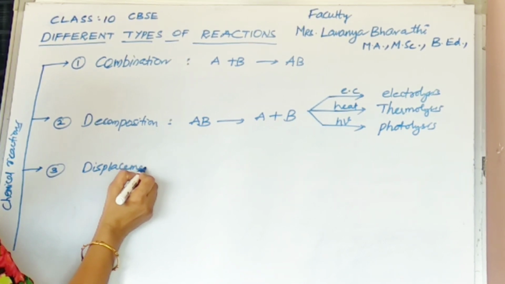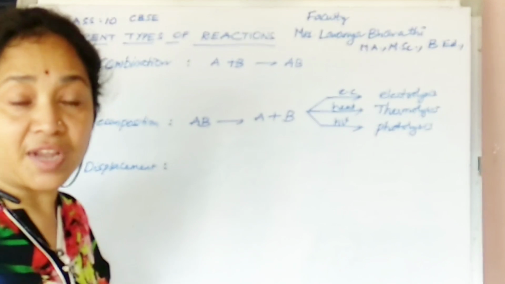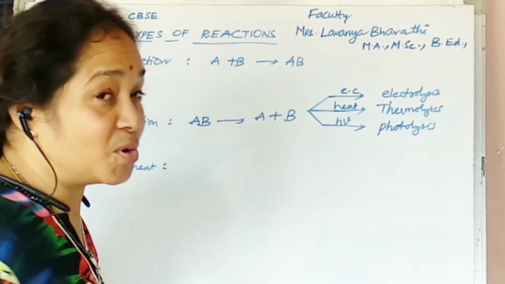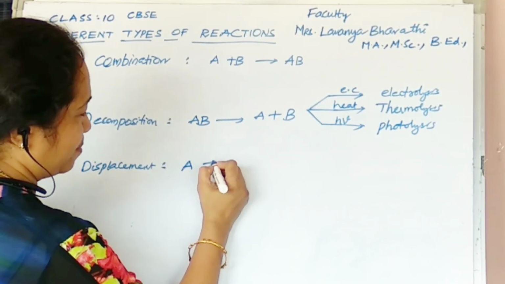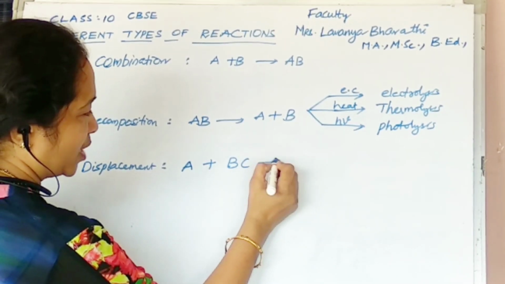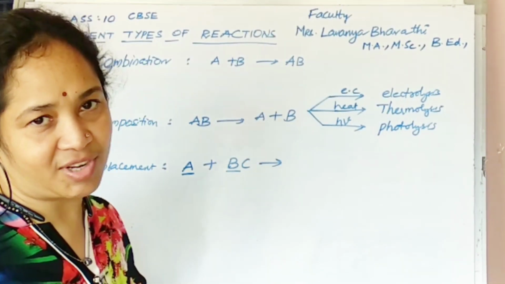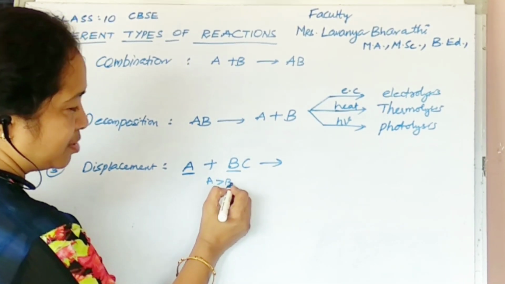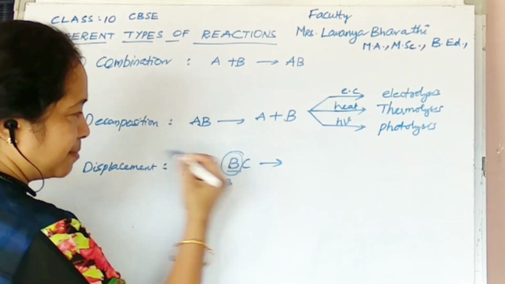So here a simple thing I want everyone to remember: a highly reactive element always displaces a less reactive element. This is the race that is happening here. Now I'm taking A plus BC. You can see there are 2 elements. Here A is one element and B is another element. But here in this case, A is more highly reactive than B. Then what is it doing? It is displacing the B.